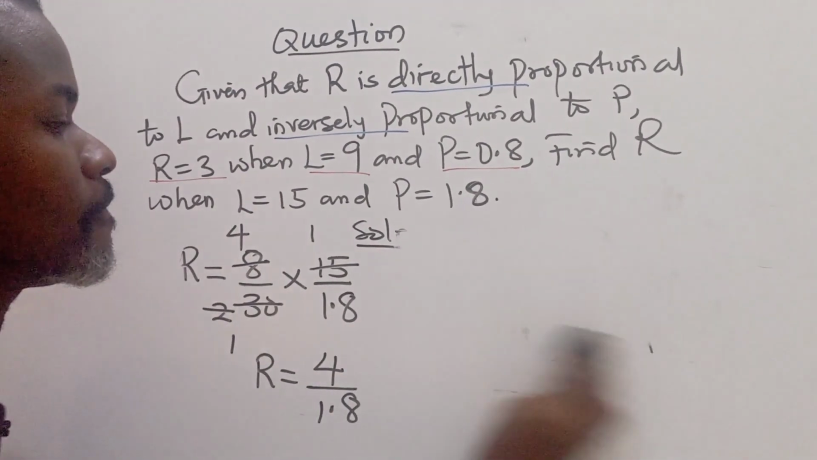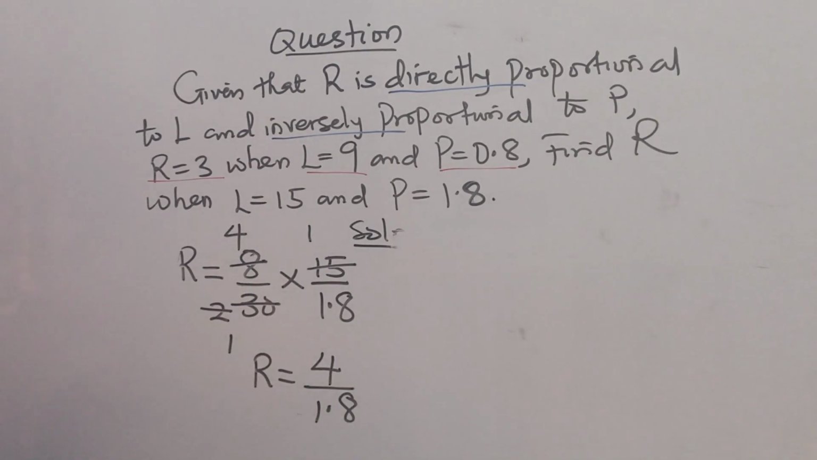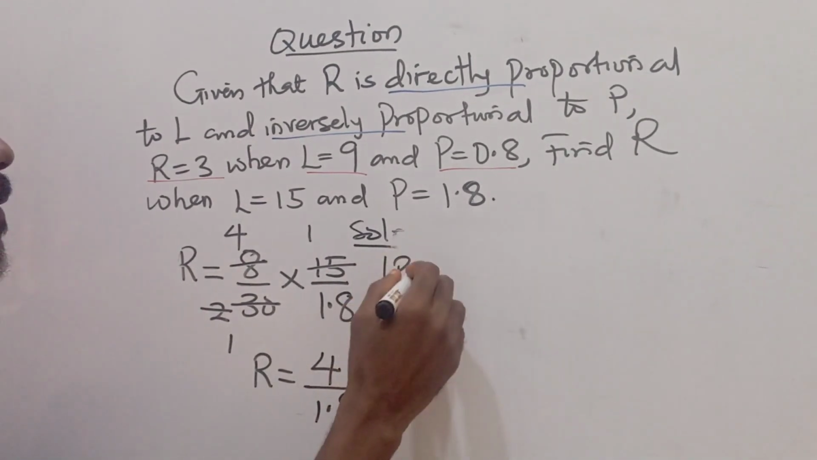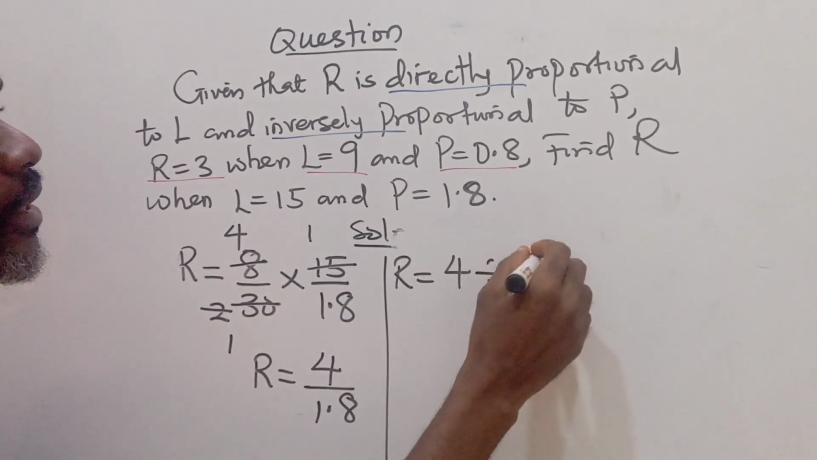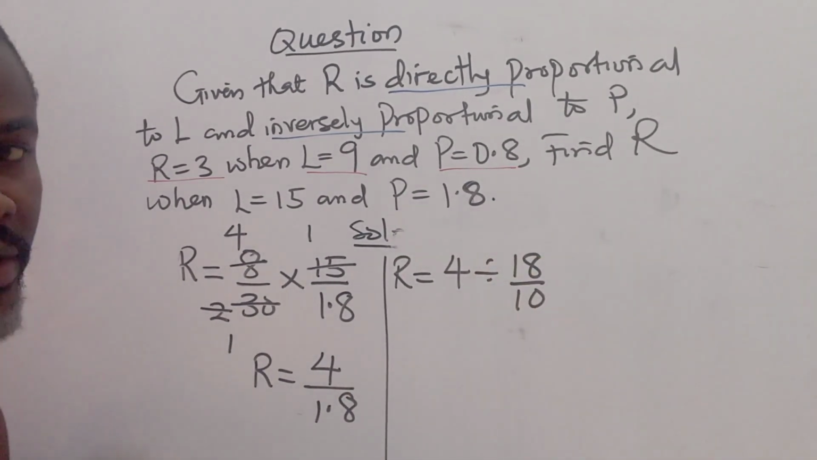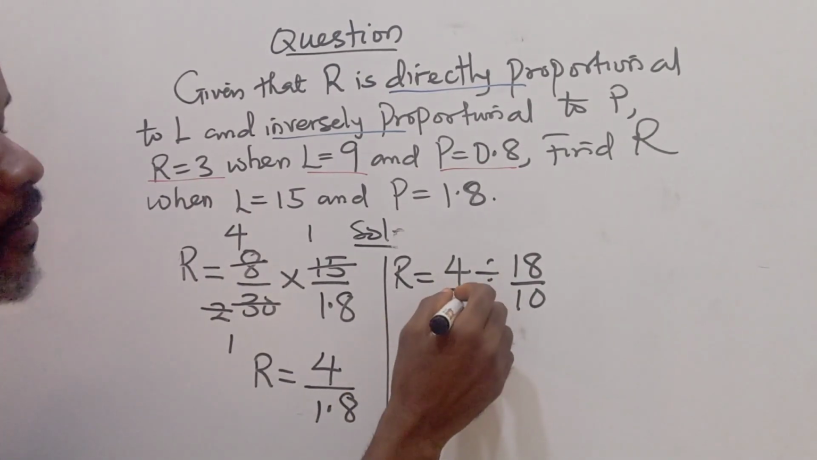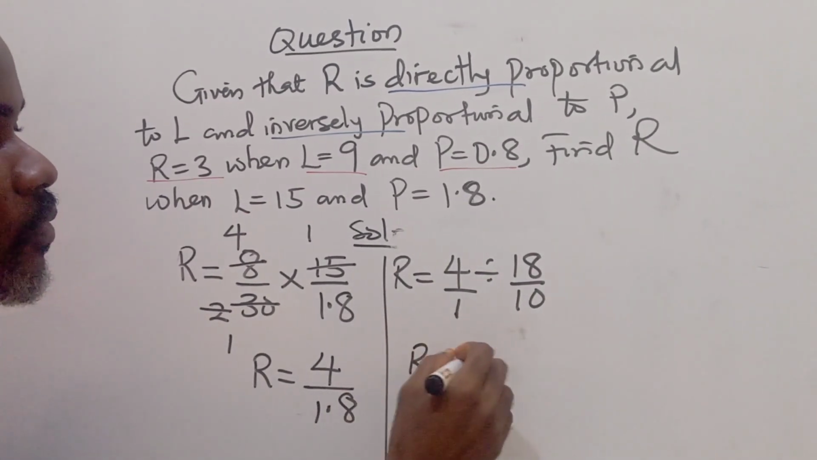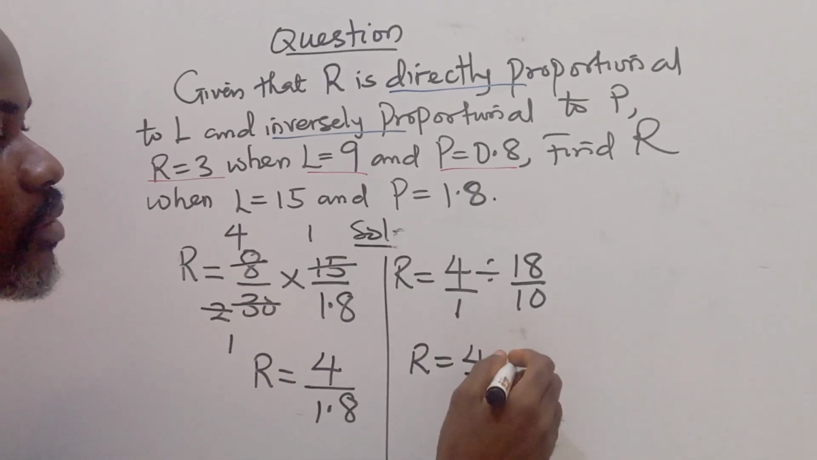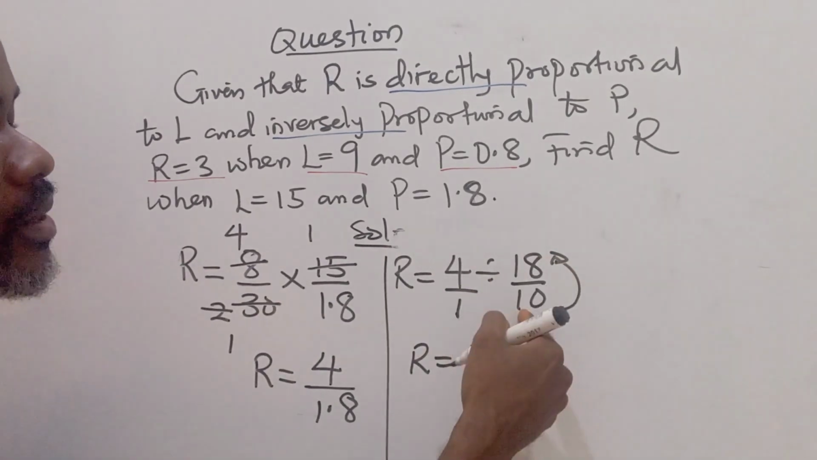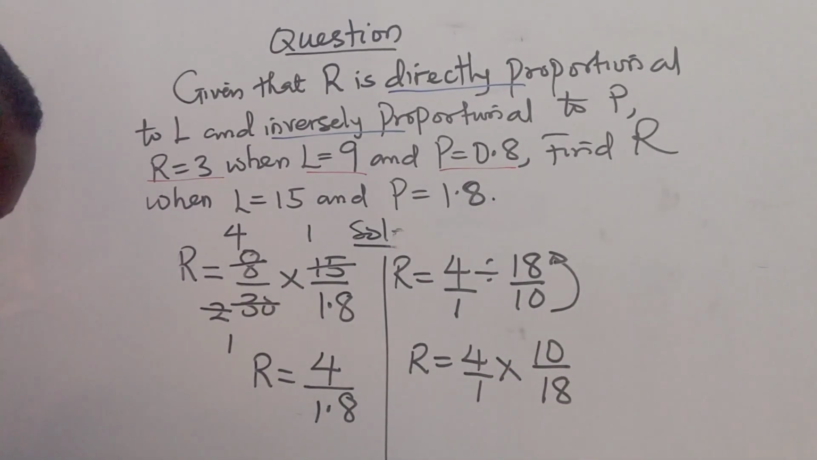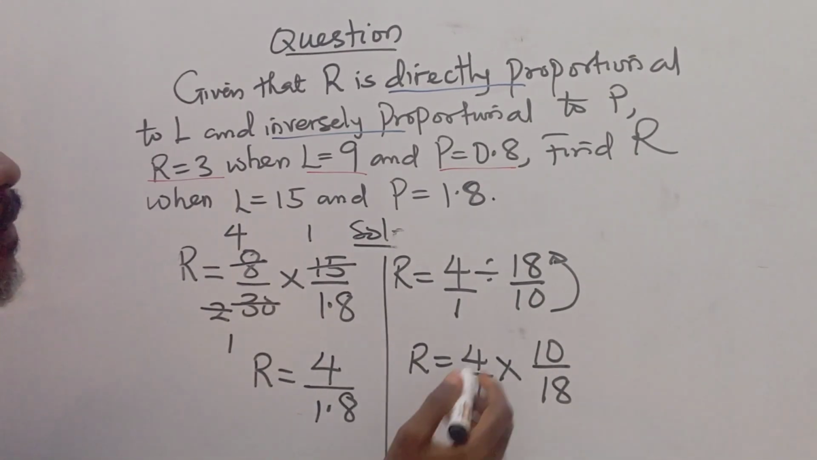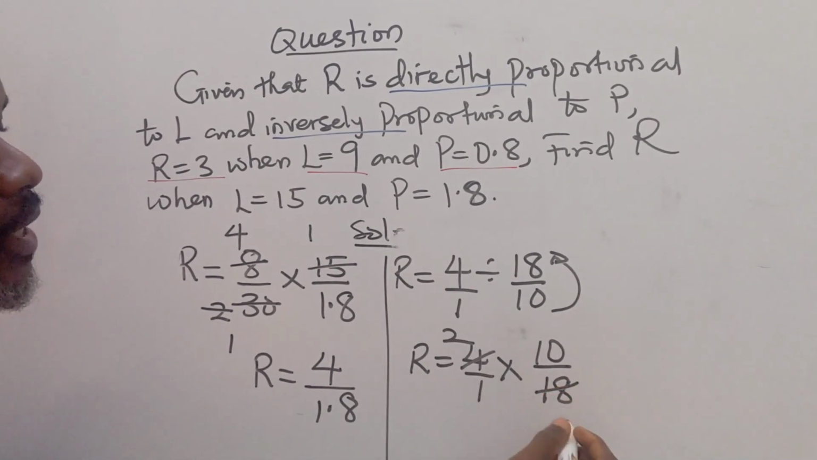Alright, so let's further simplify this. So R means 4 divided by 1.8, which also means 18 over 10 in fraction. So this can be 4 over 1. So my R is equal to 4 over 1, divided by 18 over 10. This will change to times, this goes up and this comes down. So we have 10 over 18. Alright, so from that we can cancel out. 2 here is 2, 2 here is 9.